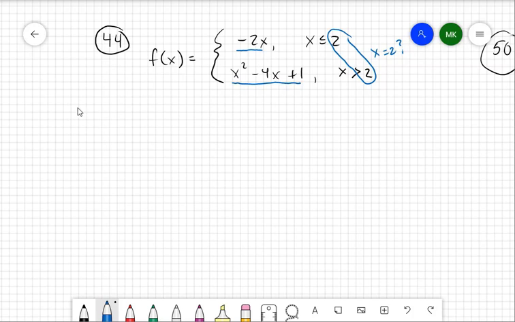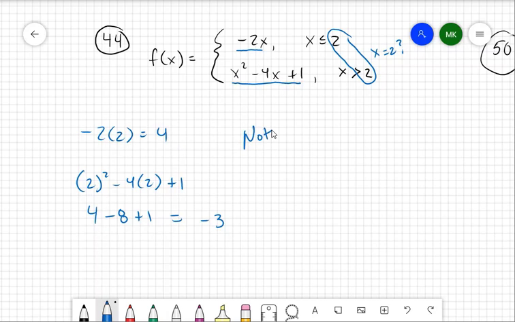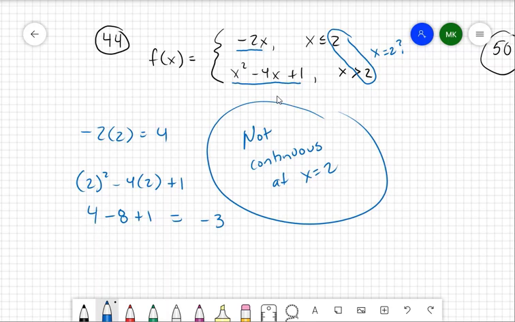So if I plug 2 into the top equation, I have negative 2 times 2, which is negative 4. And if I plug 2 into the bottom equation, I have 2 squared minus 4 times 2 plus 1. That would be 4 minus 8 plus 1, which is negative 3. So it's definitely not continuous. And the answer to the question is it's not continuous, or you could say discontinuous, at x equals 2. It is continuous everywhere else.